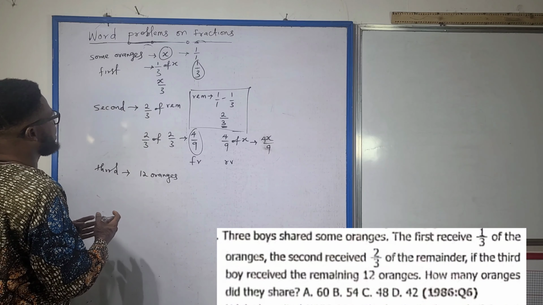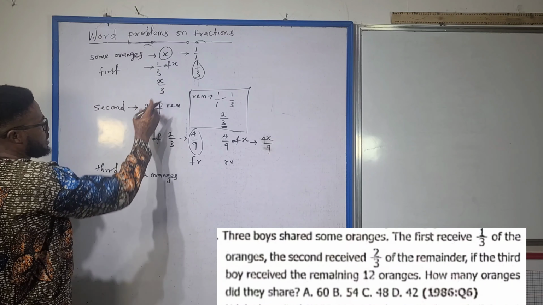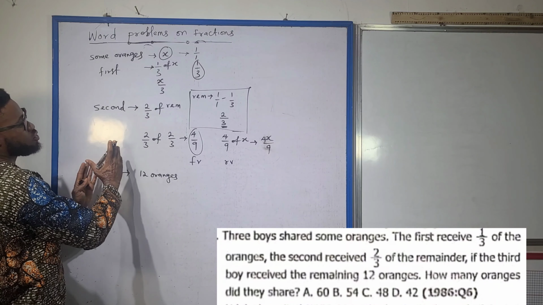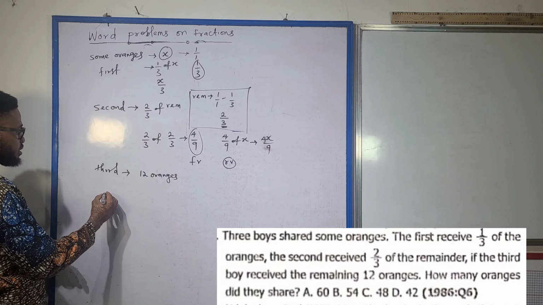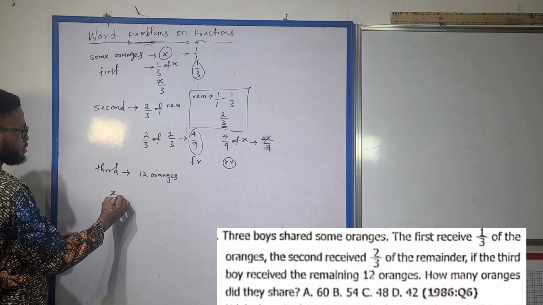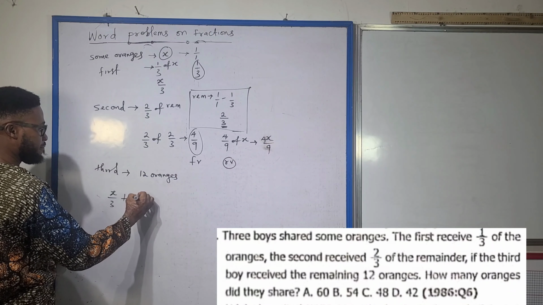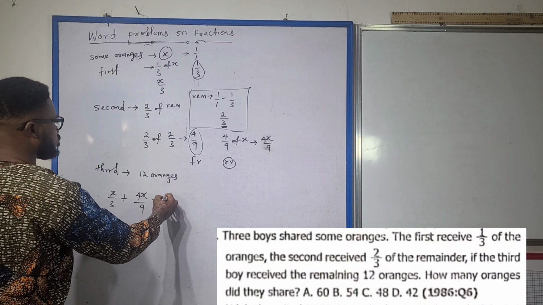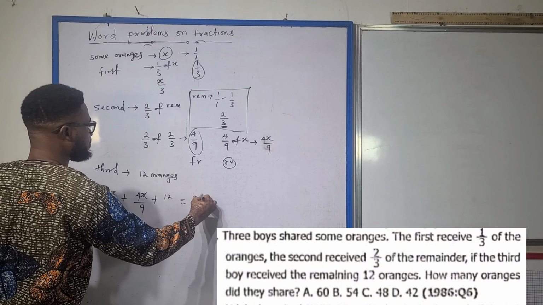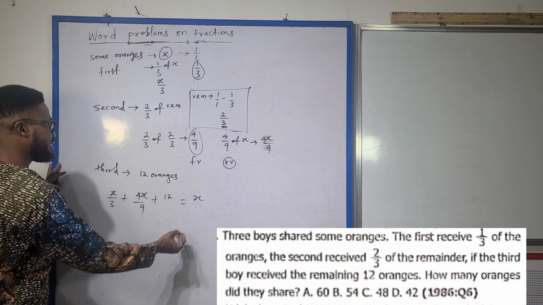So looking at it, there are two approaches to this. Let's look at it in terms of real value first. What the first person got was X over 3. What the second person got was 4X over 9. And what the third person got was 12 oranges. Everything should give me X. So this is what I need to work on to get my answer.